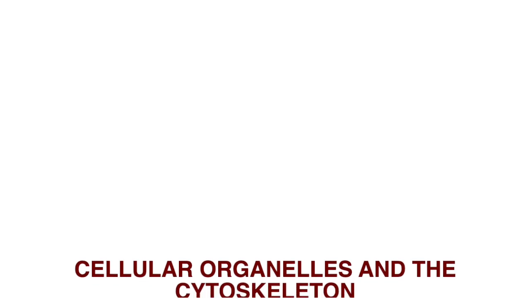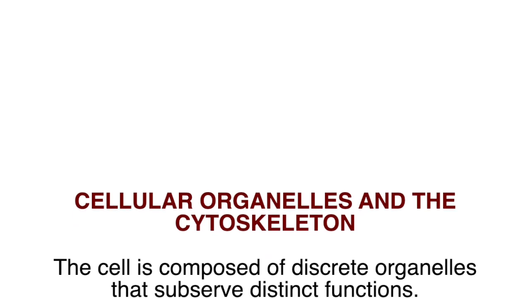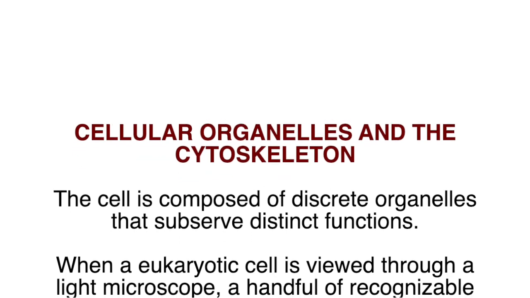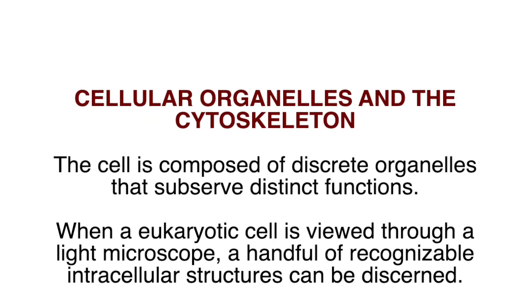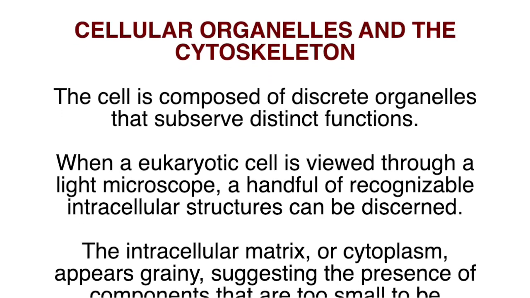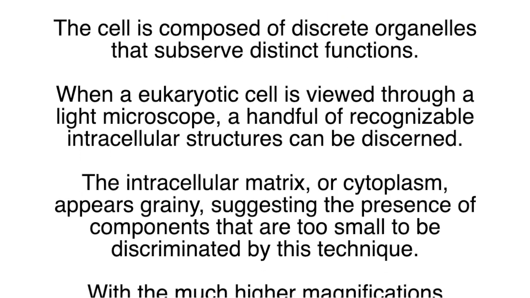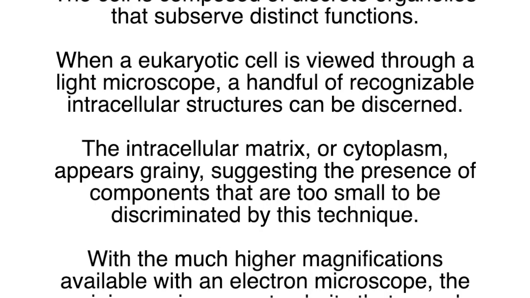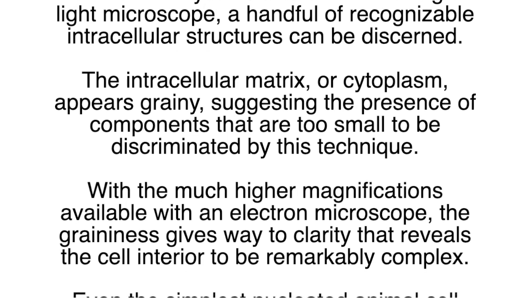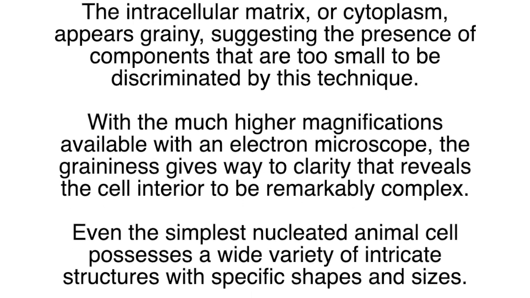Cellular organelles and the cytoskeleton. The cell is composed of discrete organelles that subserve distinct functions. When a eukaryotic cell is viewed through a light microscope, a handful of recognizable intracellular structures can be discerned. The intracellular matrix or cytoplasm appears grainy, suggesting the presence of components that are too small to be discriminated by this technique. With the much higher magnifications available with an electron microscope, the graininess gives way to clarity that reveals the cell interior to be remarkably complex.